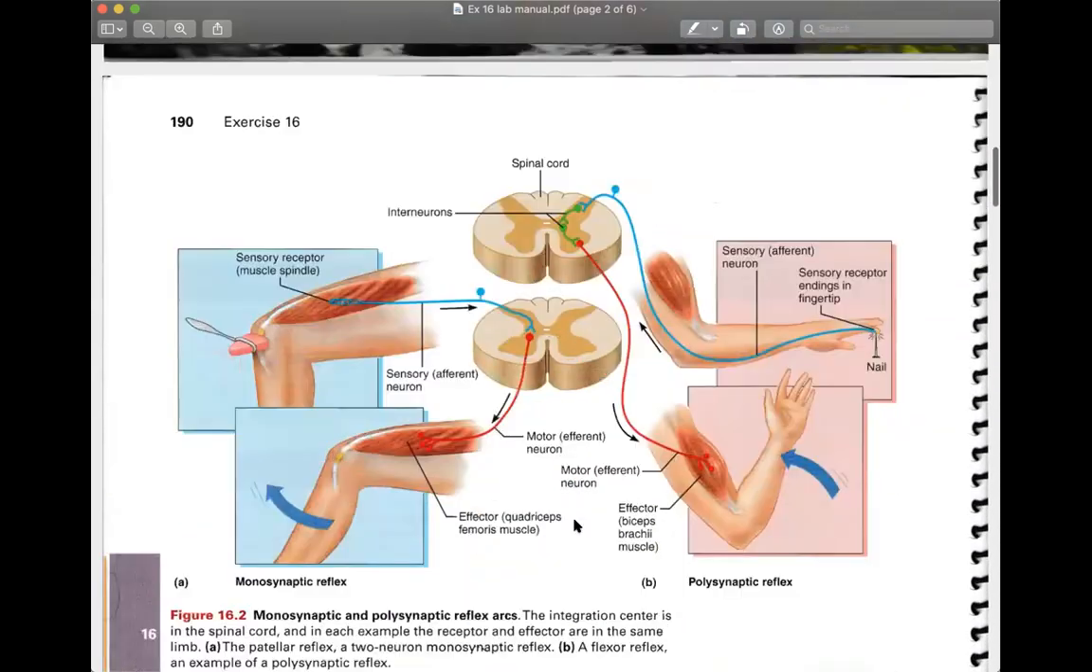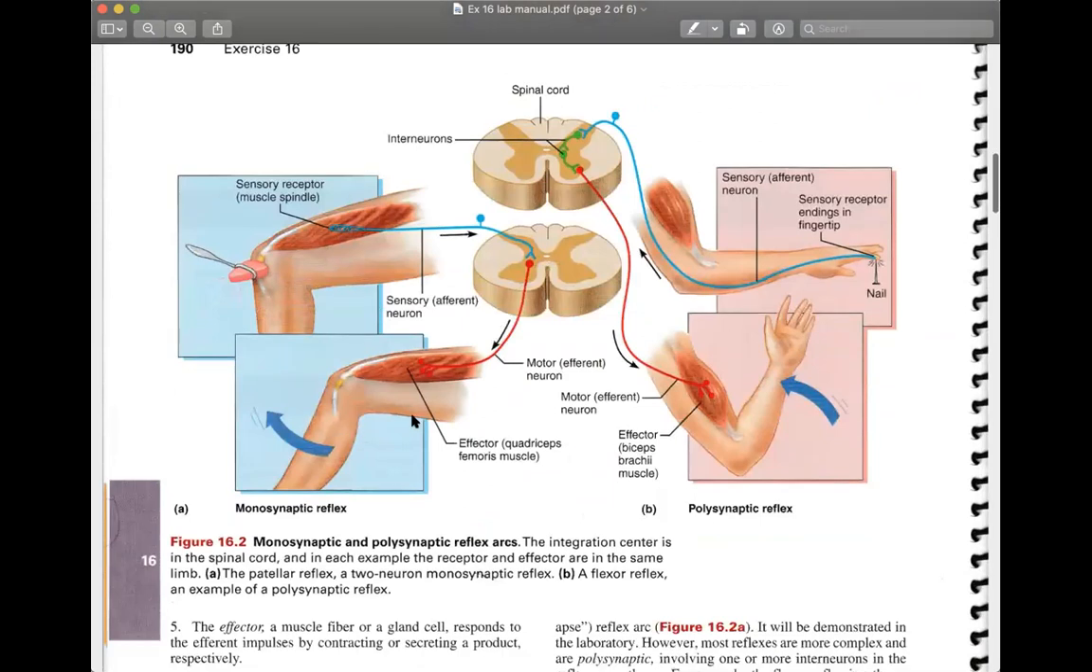So here's our monosynaptic reflex. This is easy to do on yourself. You sit and your legs should be hanging, swinging free, and just feel your patella and go a little bit distal to the patella and give a nice little tap, and you should see your quadricep muscles contract and your foot kick out. That is your tendon stretch reflex, or sometimes called the knee jerk reflex. But that is a monosynaptic reflex.